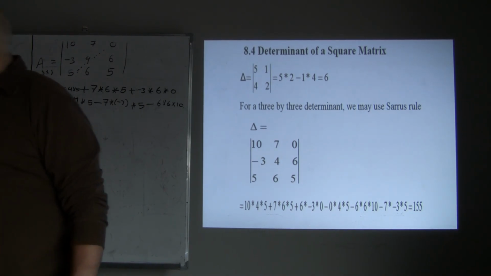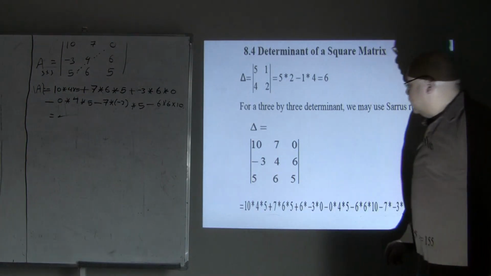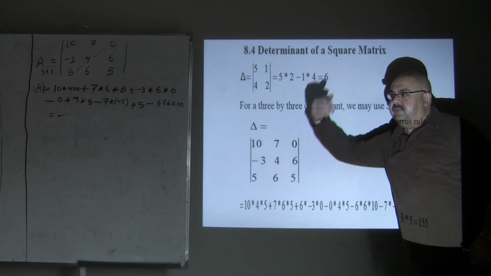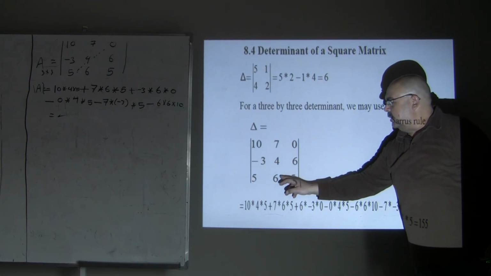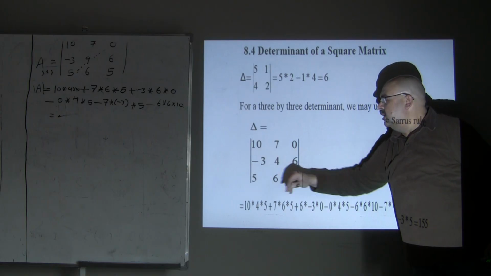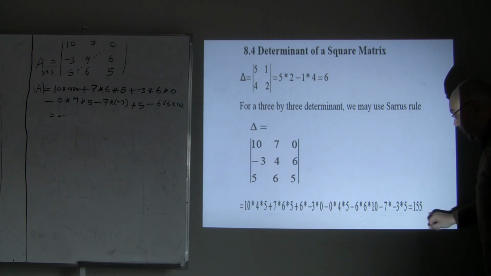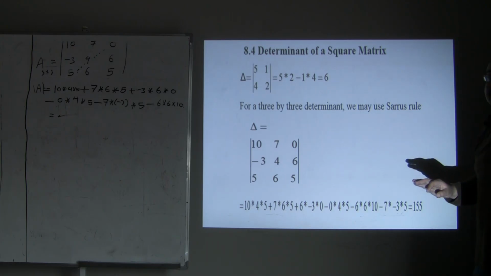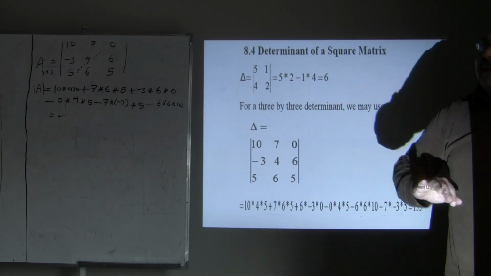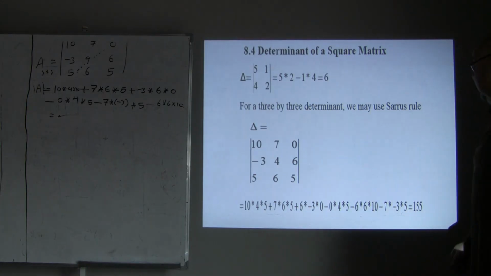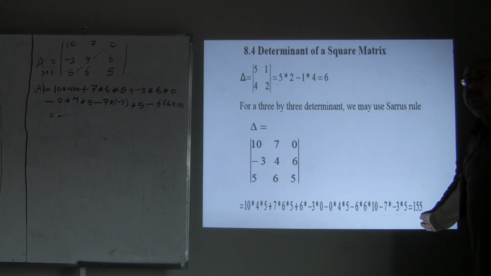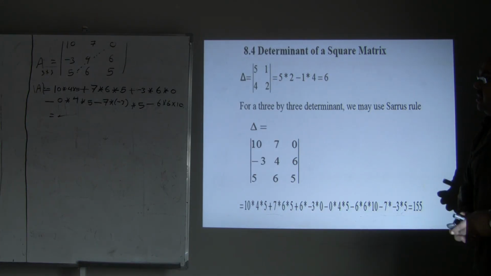Am I right? Okay, I will read it once more. Minus 0 times 4 times 5. It's done. Minus 6 times 6 times 10, 360. Minus 7 times negative 3 times 5. Please be careful about the sign conversion. Negative times negative is going to be positive and so on. The value of the determinant is 155.